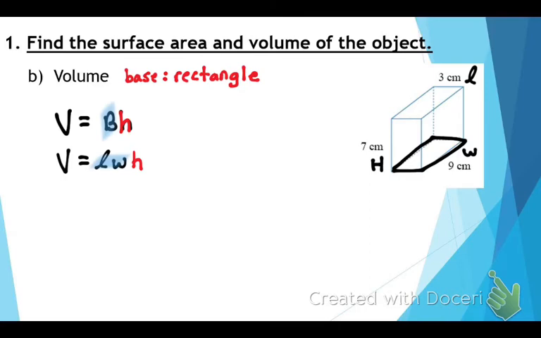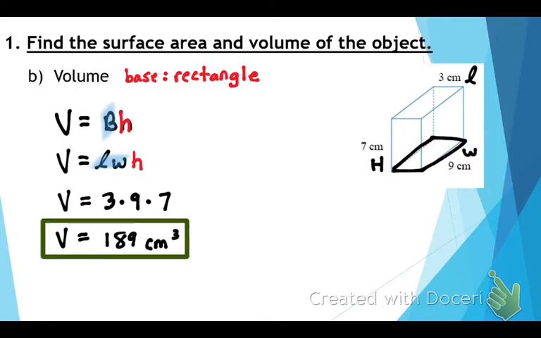Now let's start plugging some numbers in. Lexi, what's the length of this shape? 3 centimeters. What's the width? 9. Okay, so I'm multiplying it. And what's the height? 7. Very good. All you have to do is multiply those all together. Aubrey, when you do that, what do you get for the volume of this rectangular prism? 189 centimeters what? It's the volume. Cubed is correct. Very good job.